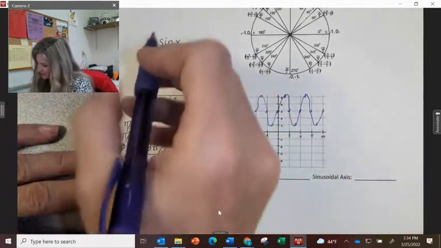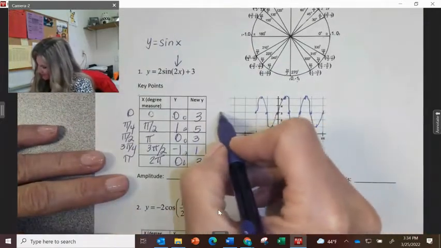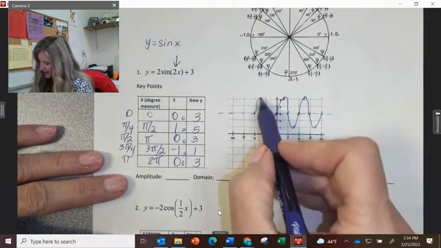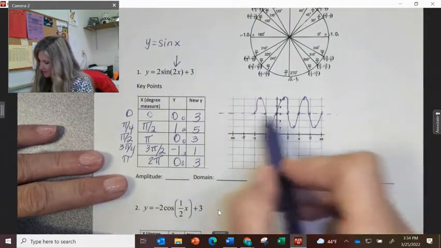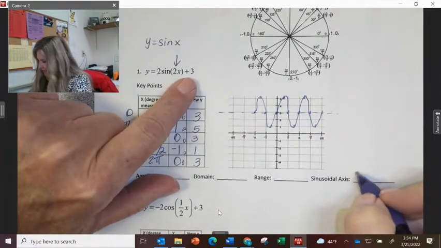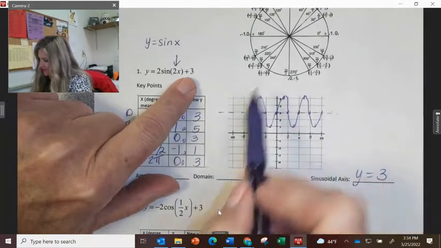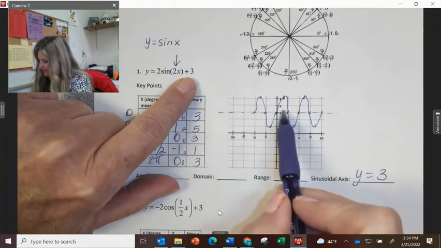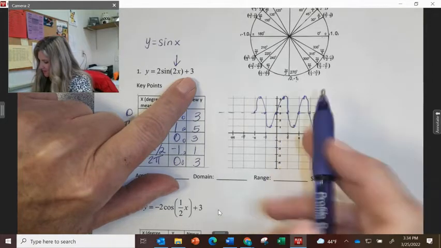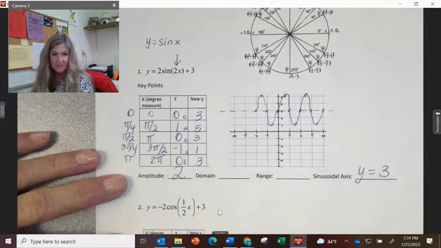All right, the amplitude is always going to be how far it is from this axis here, this sinusoidal axis, up to our highest point. So this sinusoidal axis, let's go ahead and fill that in. That's always the shift up or down. So we went up 3. So the sinusoidal axis is at 3. How far is it from up there or to down there? 1, 2. So the amplitude is 2.